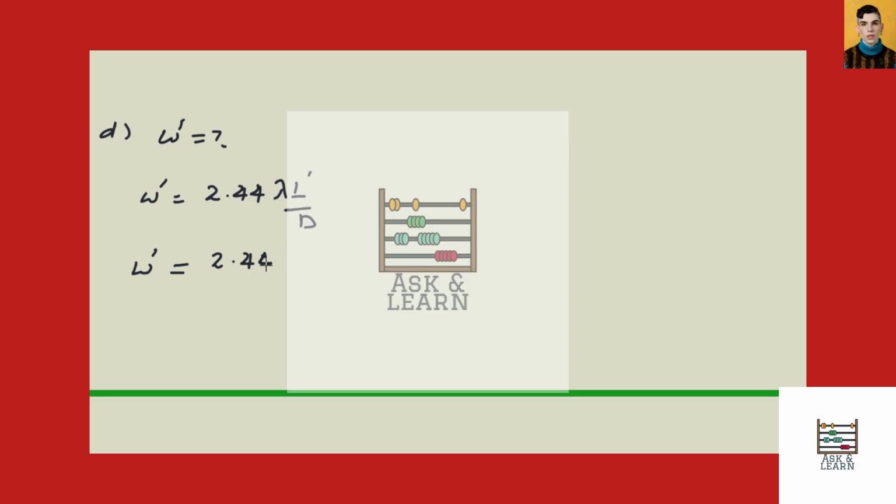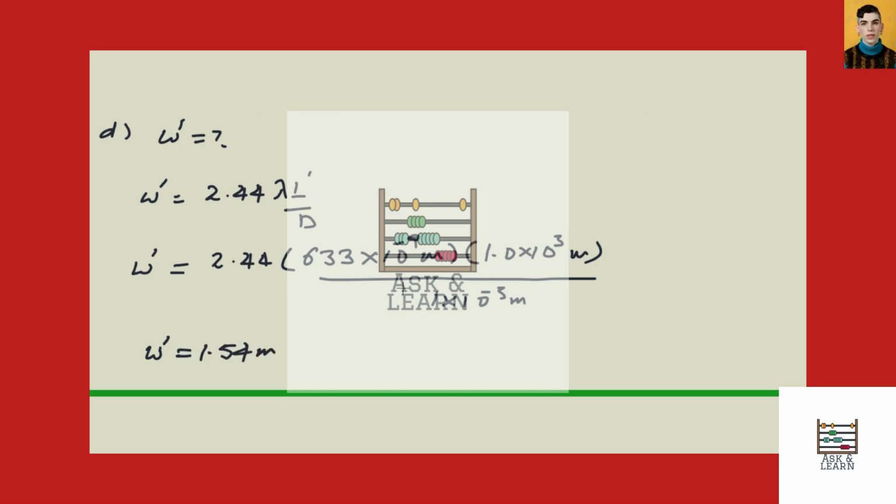Now by inserting values into this equation, we can write omega prime equals 2.44 into, we have the value for lambda as 633 multiplied by 10 raised to the power minus 9 meter, into 1.0 multiplied by 10 raised to the power 3 meter, divided by d, which has the value of 1 multiplied by 10 raised to the power minus 3 meter. So this will give us the value for this omega prime as 1.54 meter. So this is the answer.